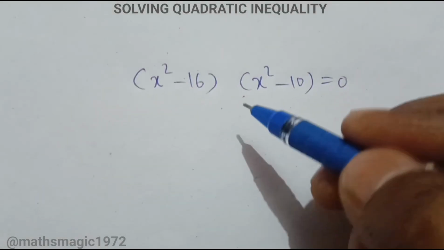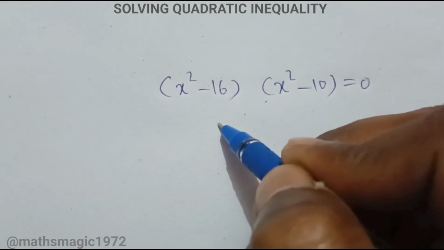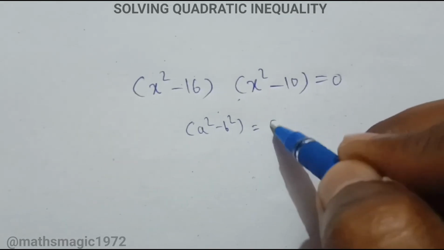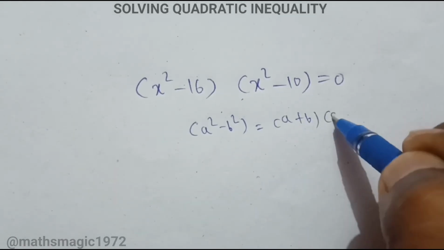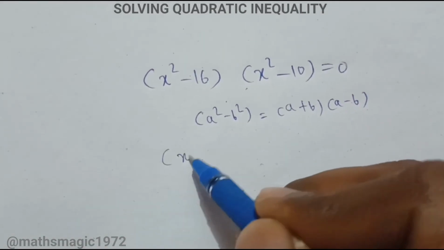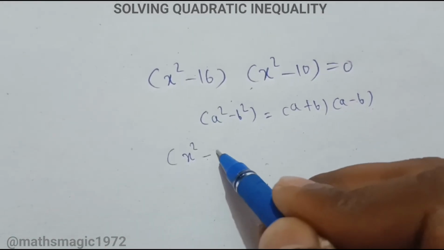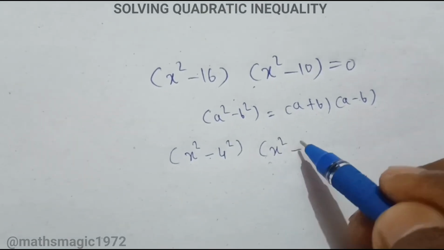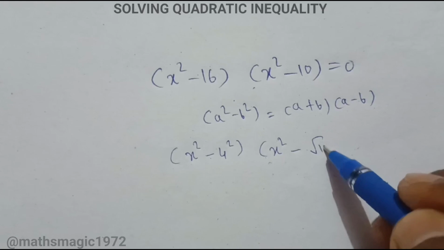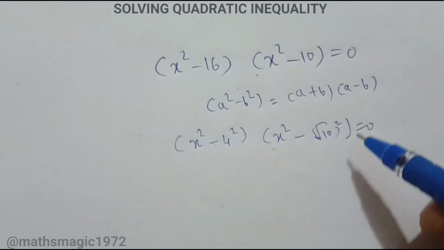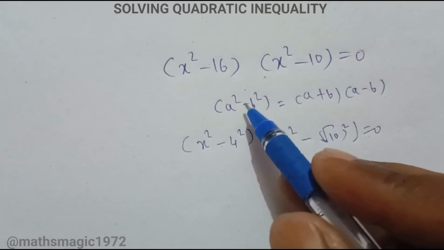To solve this equation, you have to use the a square minus b square is equal to (a plus b)(a minus b) formula. Here 16 we can write as 4 square, x square as it is. 10 we can write as root 10 whole square. Here it is in the form of a square minus b square.